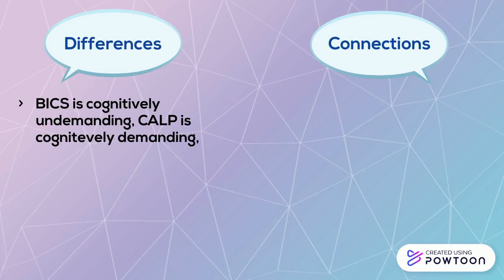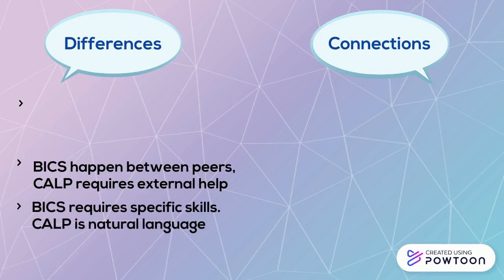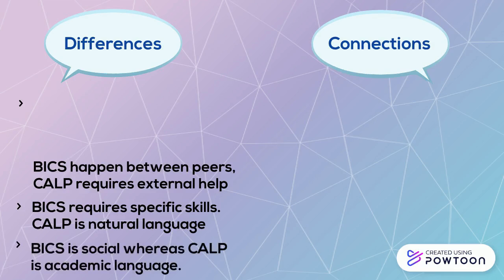Firstly, PICS requires no cognitive work, whereas CALP is the opposite. Secondly, PICS happens between peers, but CALP requires external help, such as the teacher or the book, for example. Thirdly, CALP needs to develop skills such as comparing, classifying, or evaluating, while PICS is a natural process for the kids. To sum up, we can say that PICS is social, whereas CALP is an academic language.